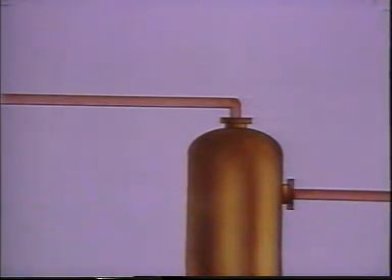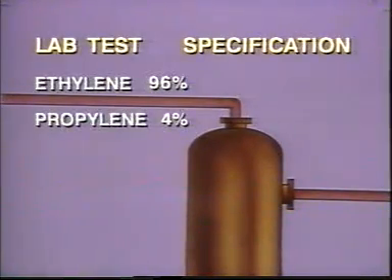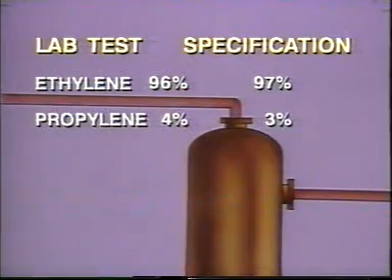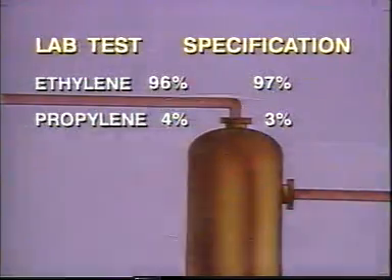For example, this column is separating propylene and ethylene, two hydrocarbons that boil at nearly the same temperature. The lighter component, ethylene, is going overhead. Specifications call for a maximum of 3% propylene in the overhead product, but lab tests indicate the top product contains 4% of this heavy key component. So the top product is off specification because it contains too much heavy material.